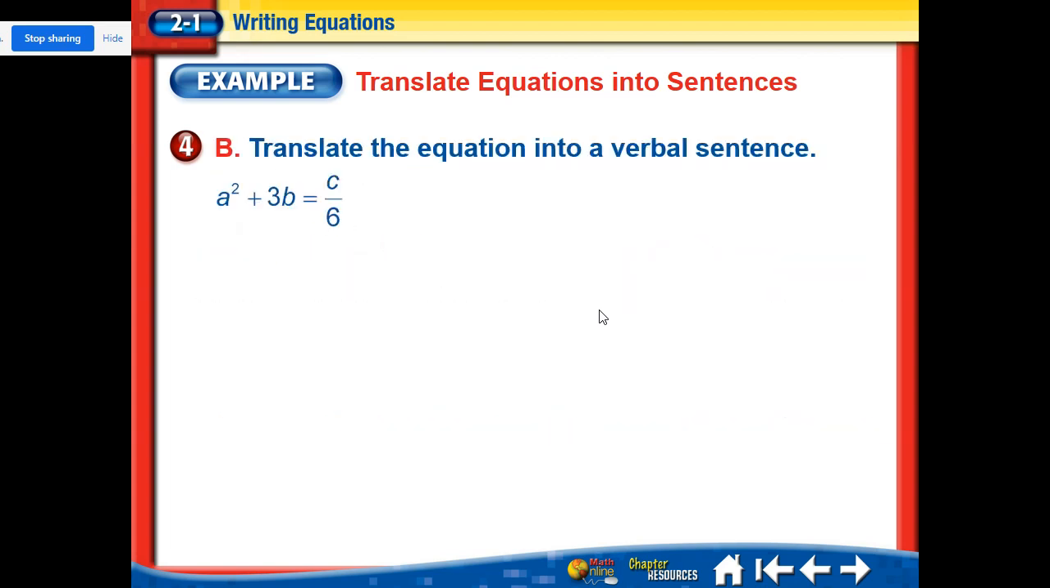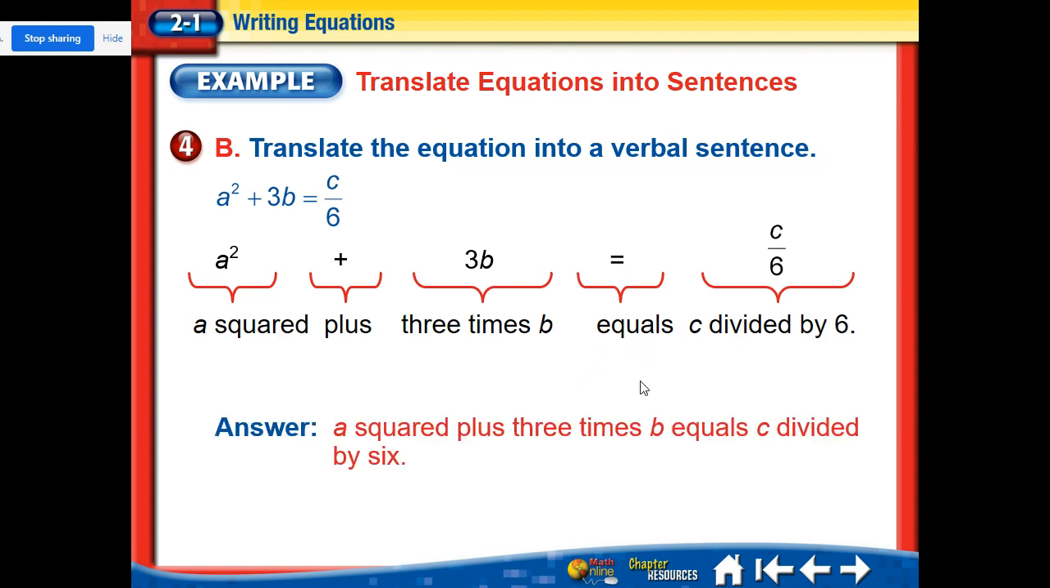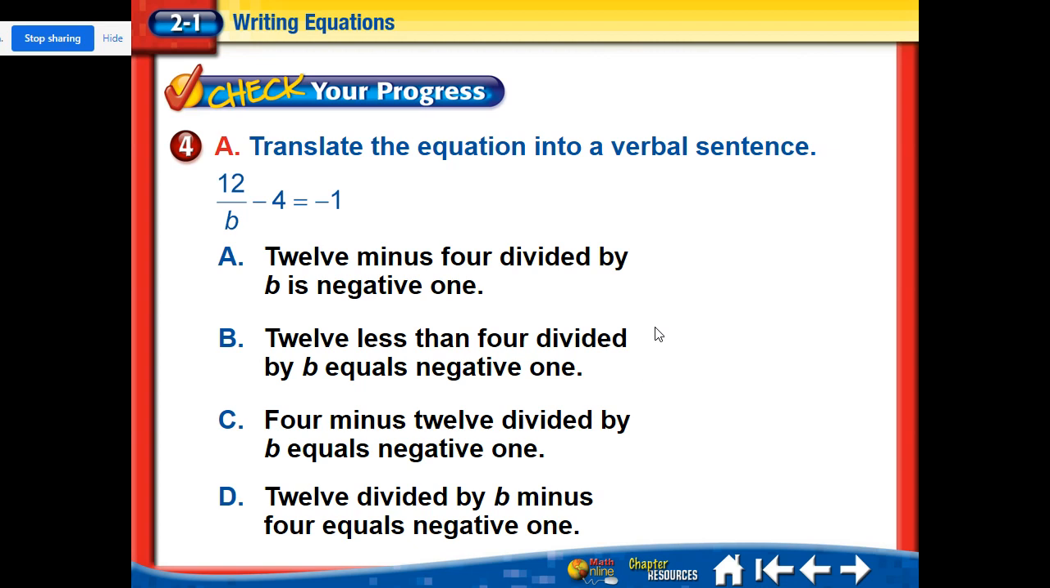So try another one. A lot bigger one here, right? So start with the first one, a squared. So a squared plus 3 times b equals c divided by 6. So each part of it's separate. So a squared plus 3 times b equals c divided by 6. Simple enough.